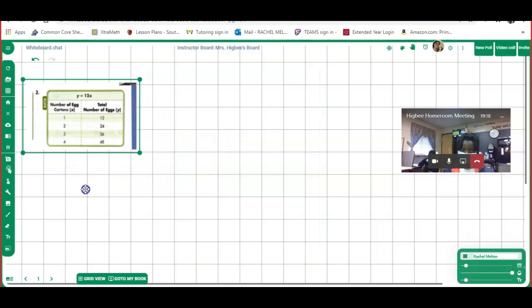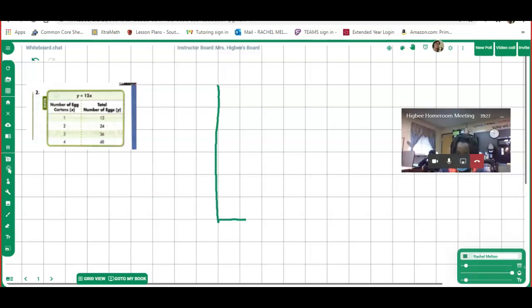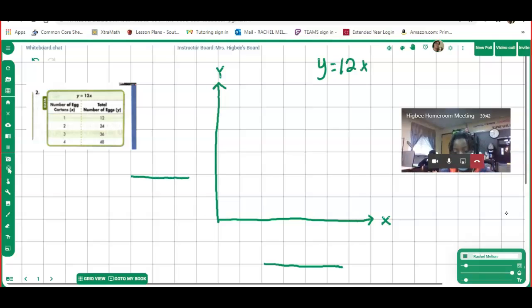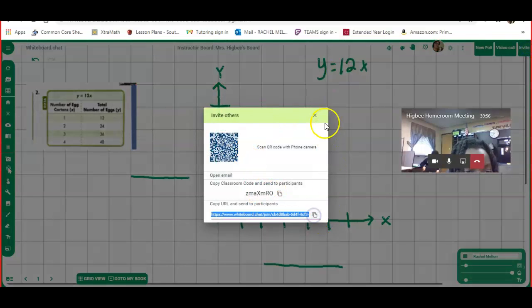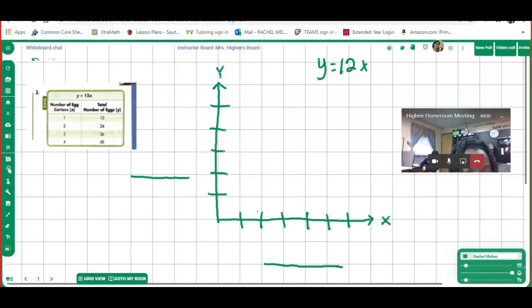Okay. All right, so what I'm going to do is draw your outline for you. Here's your X, here's your Y. Your title is Y equals 12X. I need a label down here, a label for your Y. You need your intervals, and then you need to graph. So let me invite you. Put it in the chat.